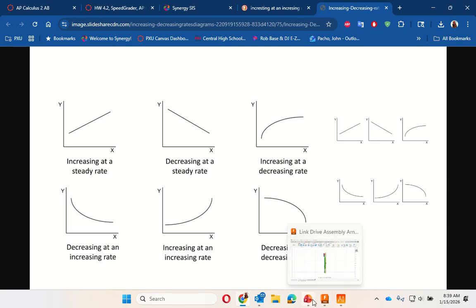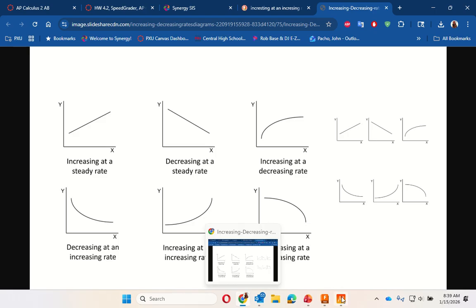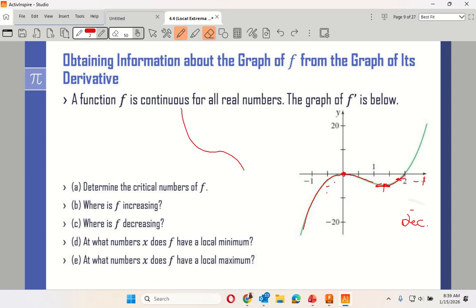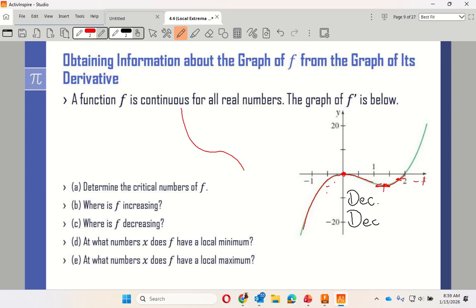All right, so apparently I got it wrong. So let's go ahead and fix that. So I'm going to change mine because I made a mistake and I don't like being wrong. Okay, so this is going to be decreasing at a decreasing rate. And from here, it is decreasing at an increasing rate.